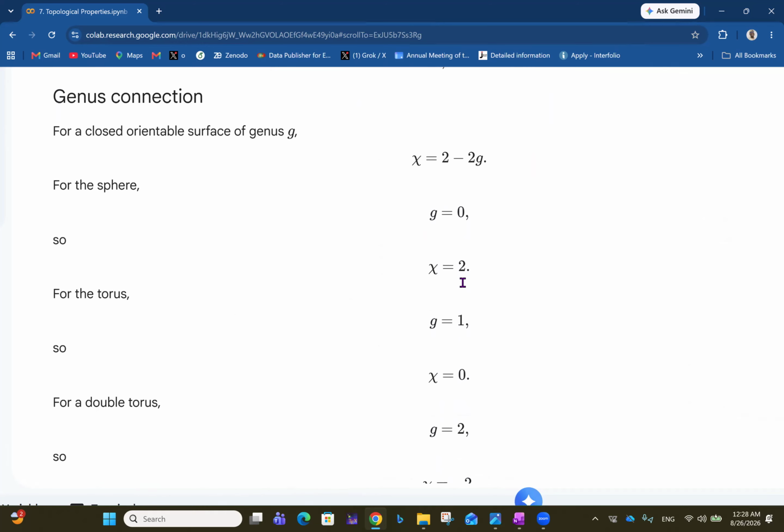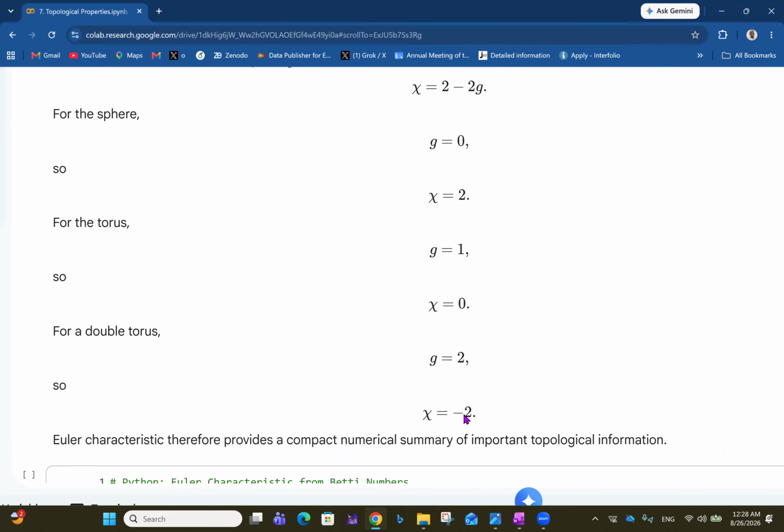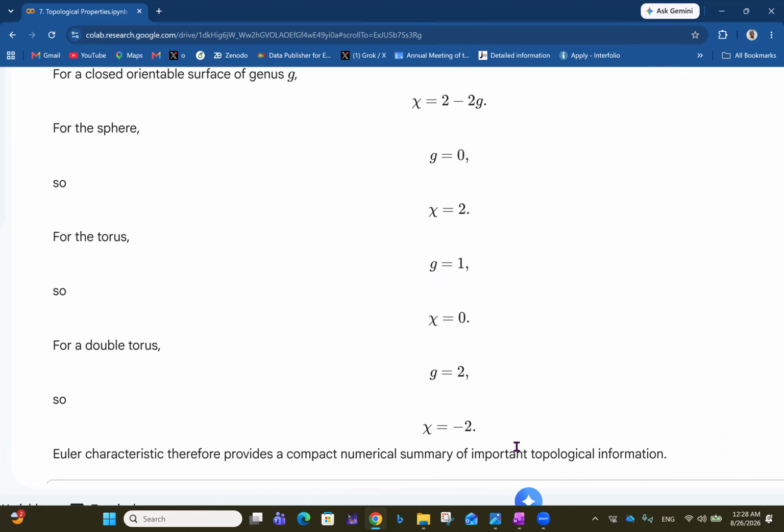So the genus connection is, for a closed orientable surface of genus g, chi is 2 minus 2g. For the sphere, g is equal to 0, so chi is equal to 2. For the torus, g is equal to 1, so chi is equal to 0. For a double torus, g is 2, so chi is minus 2. So Euler characteristic provides a compact numerical summary of important topological information like that.